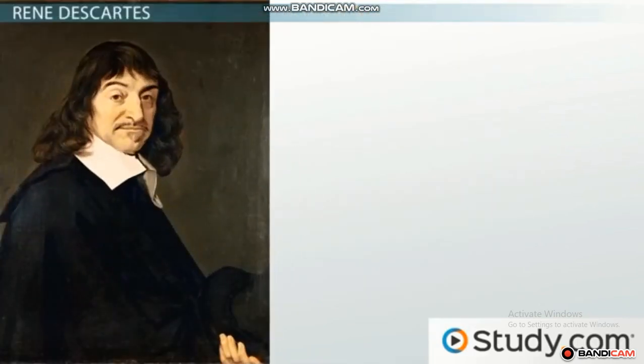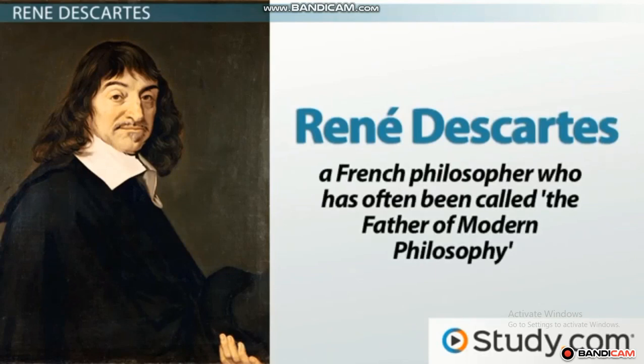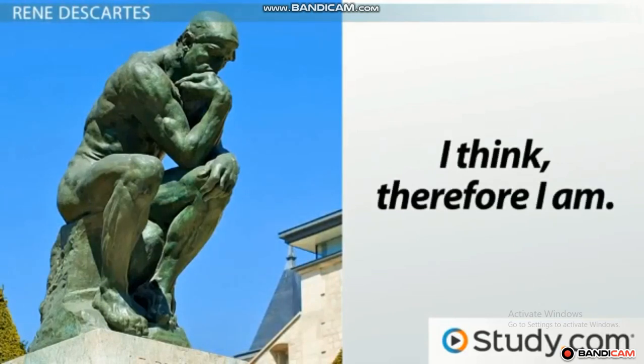Another important figure in the development of the scientific method was René Descartes. Descartes, 1596 to 1650, was a French philosopher who has often been called the father of modern philosophy. Descartes was a rationalist, which means he believed that human reason was the chief source of knowledge, not sensory experience. Descartes is famous for his axiom, "I think, therefore I am." He published many important works, notably Rules for the Direction of the Mind and Discourse on Method.